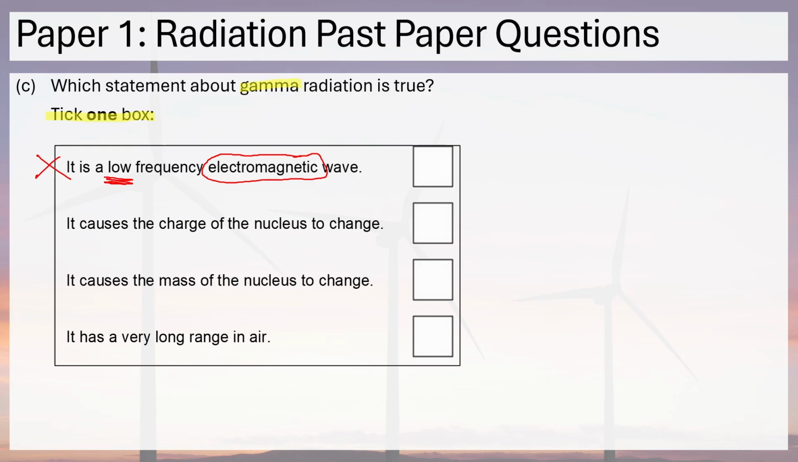It causes the charge of the nucleus to change. Well, that's wrong. Alpha and beta have an effect on the nucleus, but gamma radiation is just an emission of energy. It causes the mass of the nucleus to change. Well, that's wrong, because gamma radiation is an electromagnetic wave. It doesn't have any mass. It has a long range in air. Well, we know that's true because we discussed that in the last question. So it's actually the last one that's the right answer. So in some respects, a very easy question, but a sneaky one. So watch out for those.